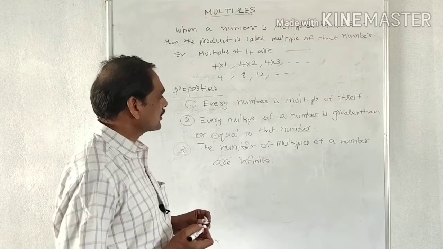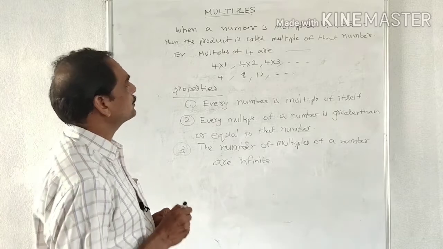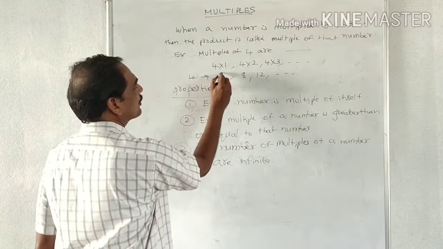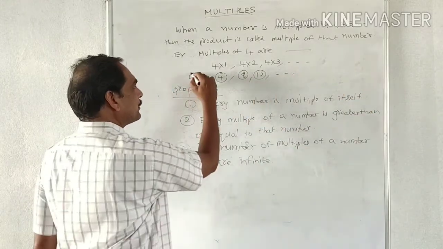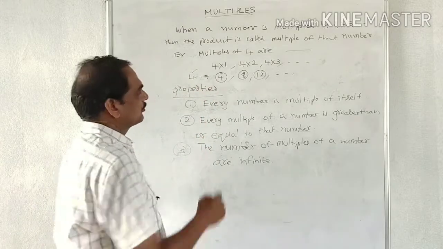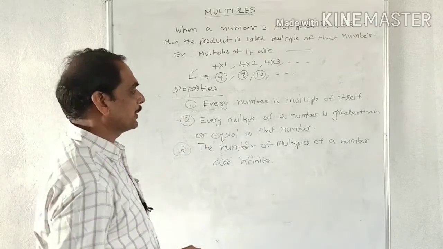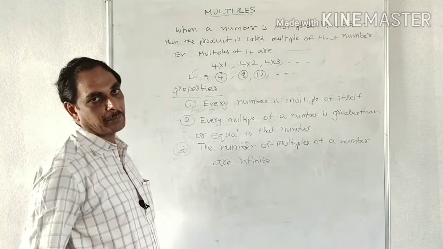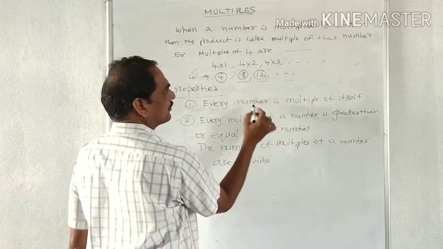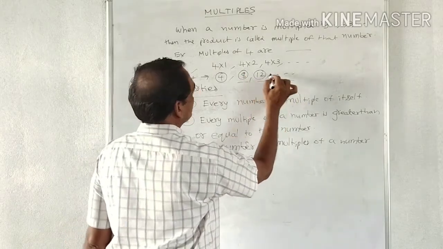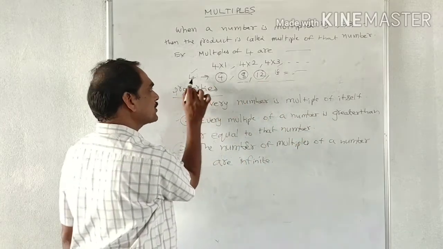In this, the first one is every number is multiple of itself. So suppose we write multiples of 4. What are the multiples of 4? 4, 8, 12 and so on. So every number is multiple of itself. 4 is multiple of 4. Next, second, every multiple of a number is greater than or equal to that number. So the multiples of 4 are 4, 8, 12 and so on. Of these, 8, 12, next multiple is 16 and so on. These are greater than 4 and 4 is equal to 4.